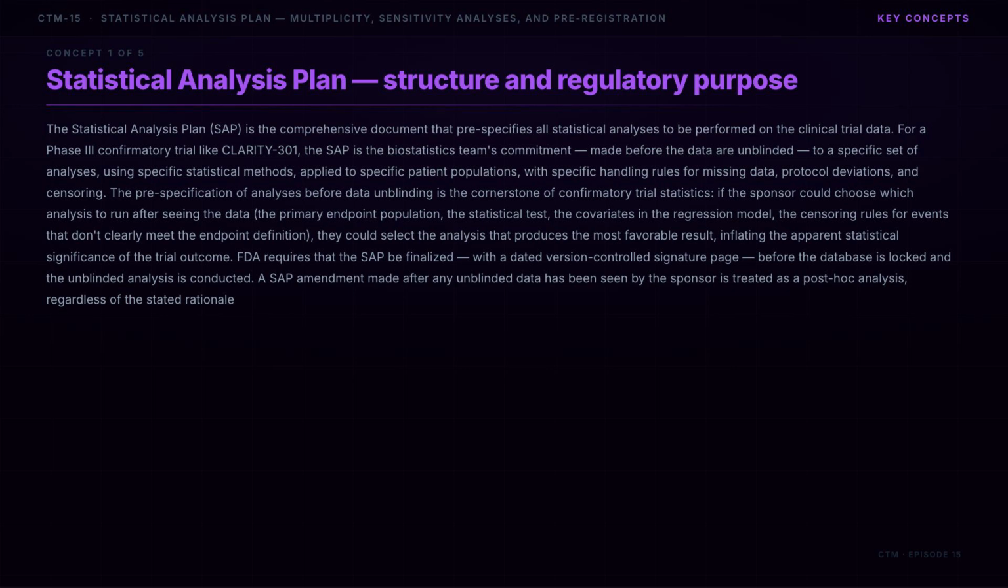FDA requires that the SAP be finalized, with a dated version-controlled signature page, before the database is locked and the unblinded analysis is conducted. A SAP amendment made after any unblinded data has been seen by the sponsor is treated as a post-hoc analysis, regardless of the stated rationale.